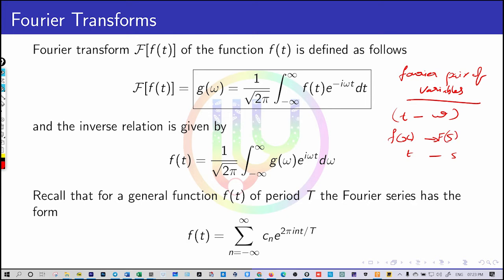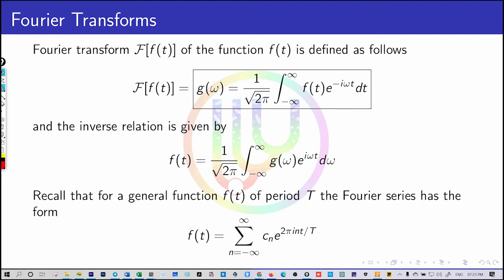F of S. Okay, or f of t ആണെങ്കിൽ it is g of omega. Okay, like this. So this is called a Fourier pair. So in this case we take the Fourier pair as t and omega, time frequency domain. Okay, this is popular among communication engineers who deals with signal processing. Okay, so frequency time variables are നമ്മൾ first definition use ചെയ്യുന്നത്, but you can generalize to any pairs of variables.